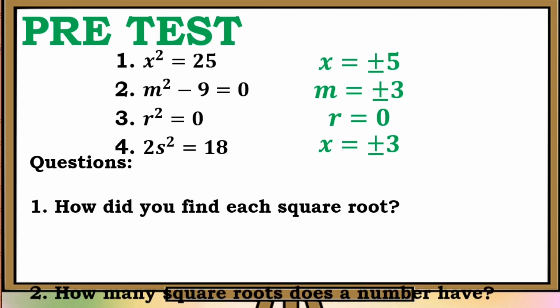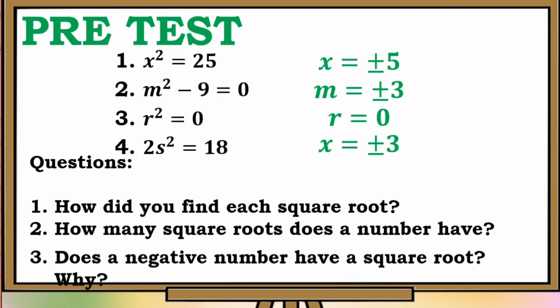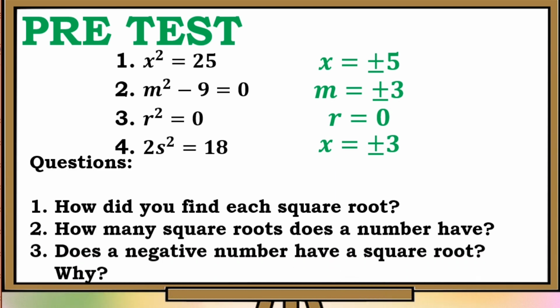Question number 2, how many square roots does a number have? Every positive number has 2 square roots. For example, the square root of 9 equals 3. Next question, does a negative number have a square root? In the set of real numbers, no, a negative number does not have a square root. For example, the square root of negative 9 is undefined in real numbers. This is because no real number squared gives a negative result.